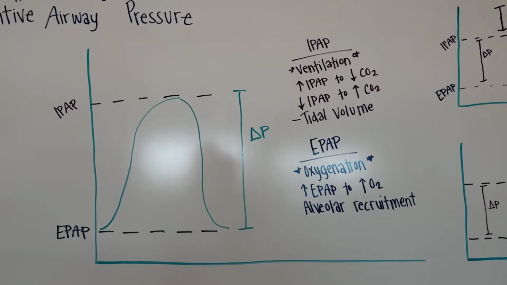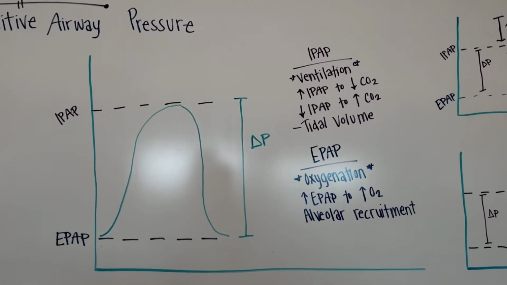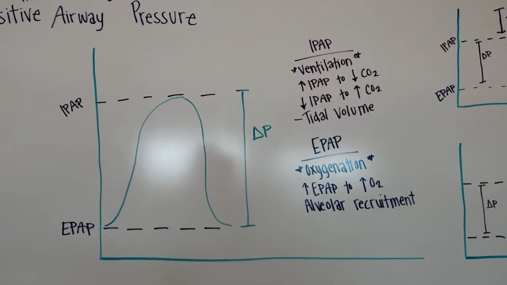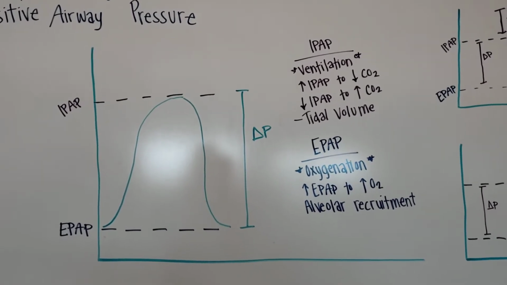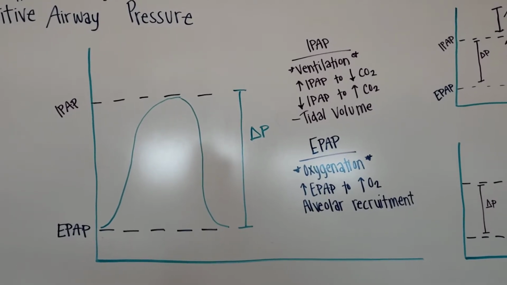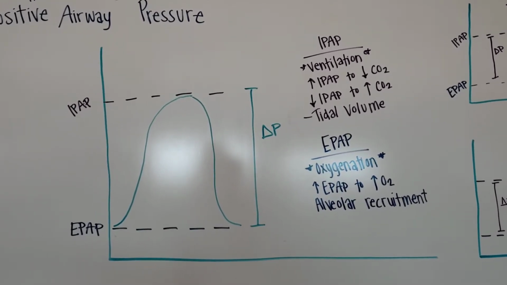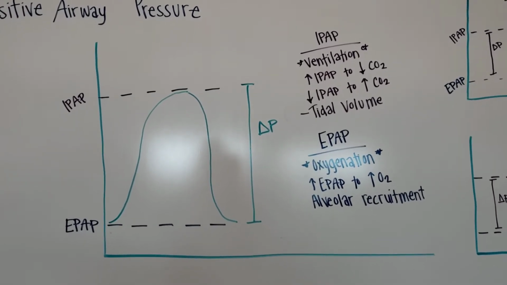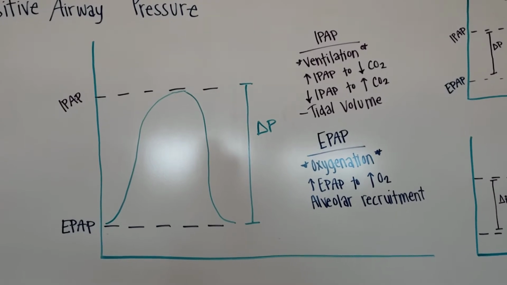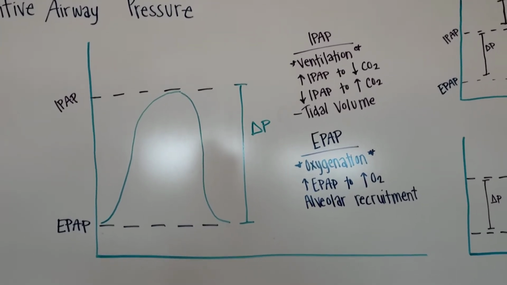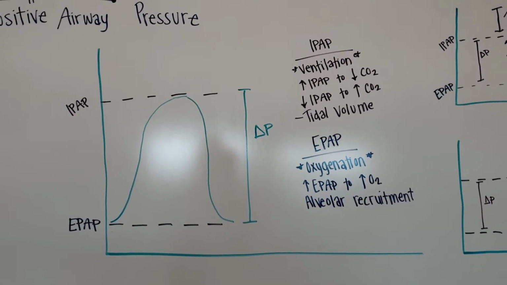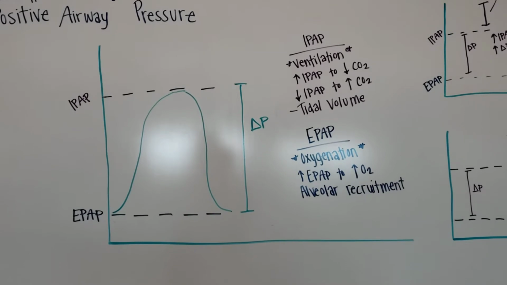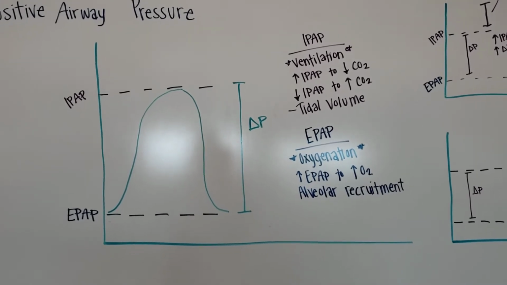IPAP is the pressure we use to support inhalation. So think ventilation. I also like to refer to it as a loose term of tidal volume. By increasing our IPAP, we increase our tidal volume, which is the volume of one breath, one inhalation and one exhalation. As you can see, that little triangle and that little P is called the delta P, or the change in pressure. That change in pressure is what affects our CO2 or our ventilation management.